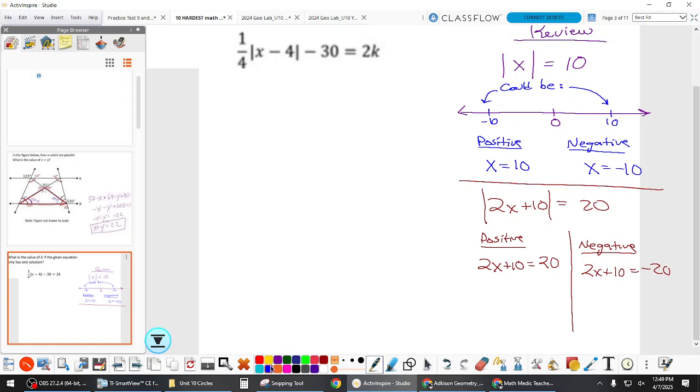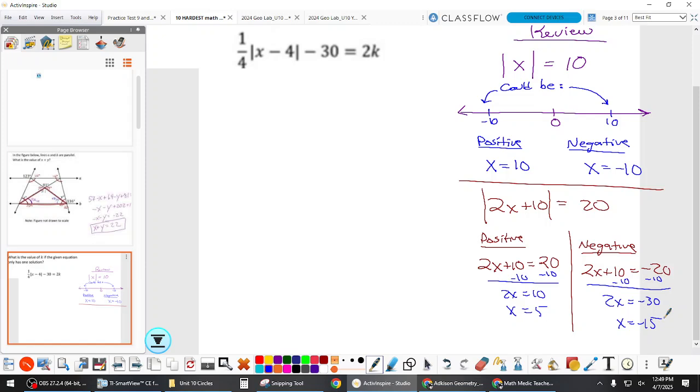What does this left one tell us? How do we solve it? We get 2x equals 10 and x equals 5. Now we solve that one. First step, minus 10. This time we get negative 30. Divide, and it should be negative 15. So you see how it gives us two answers, right?